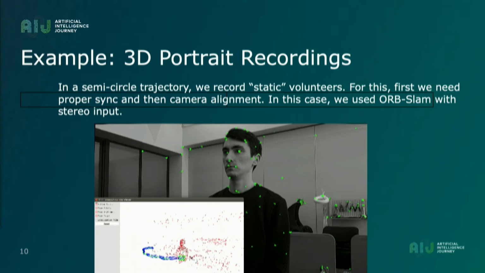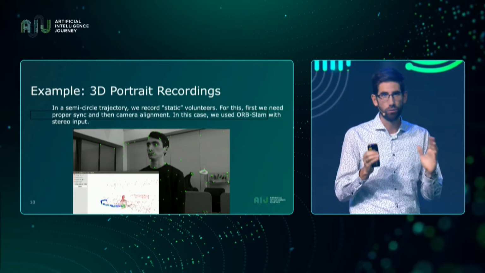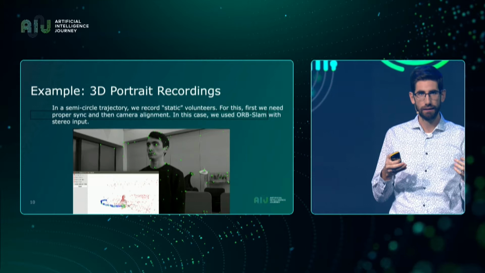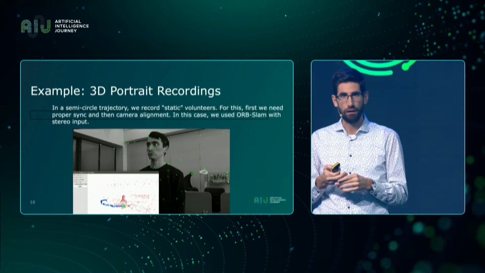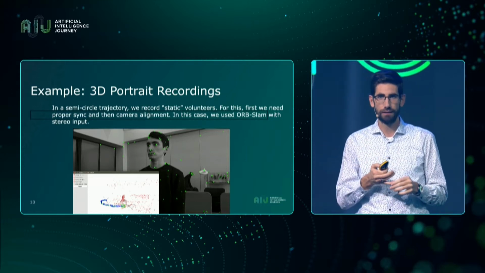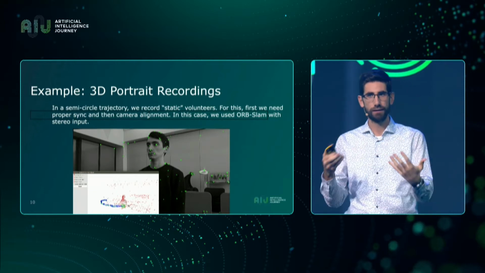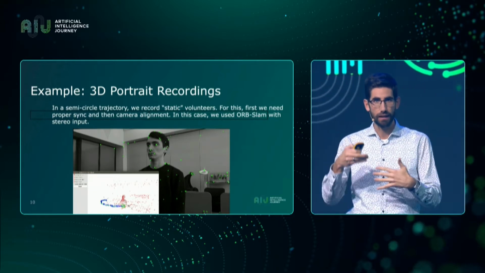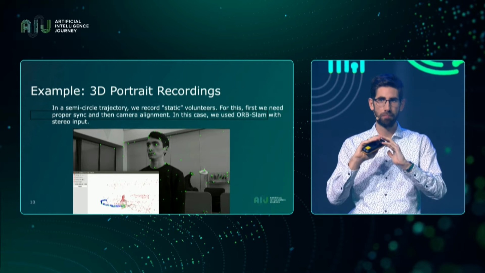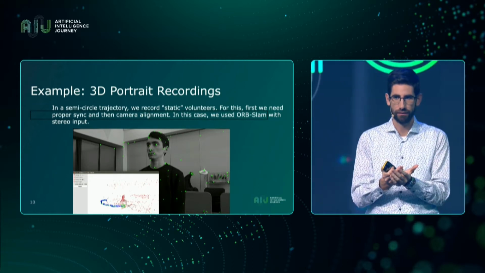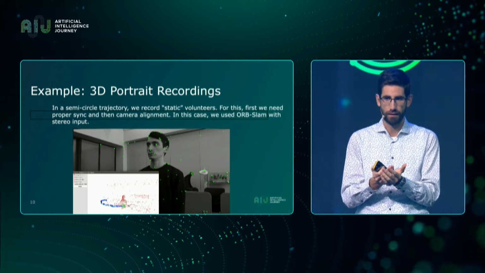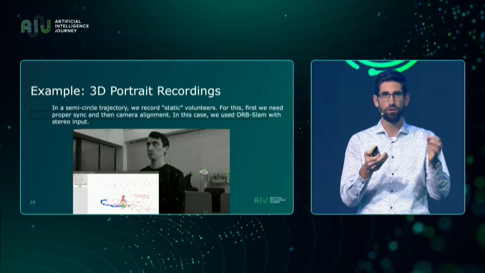Another example, a little in line with what I was saying. When you capture all this information, let's say in this semicircle trajectory, you want to build representations of the environment. In this case, what we are doing is something called SLAM, also known as structure from motion. We are taking all these images and aligning them together to create a comprehensive representation in 3D of all these points.